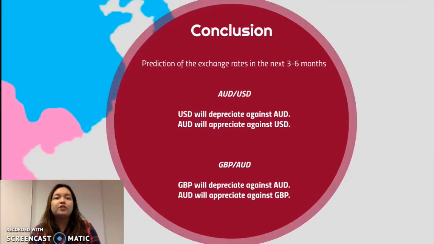With the Australian dollar continuing to rise against the US dollar, we believe that the Aussie will continue to appreciate against the US dollar in the next couple of months. This is due to Australia's higher interest rate and superior economic growth rate. Regarding the pound sterling against the Australian dollar, we believe that the Australian dollar in the next 3 to 6 months will continue to rise, whereas the Great British pound will remain around its current state due to its low interest rate.